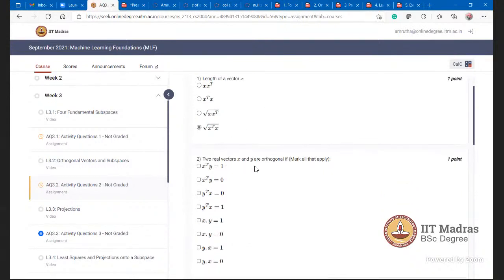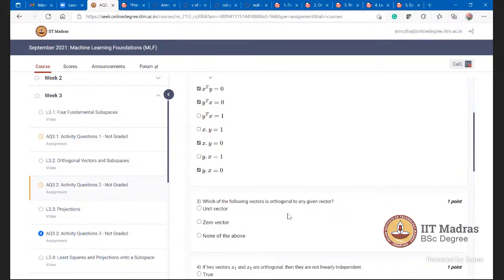Next question: two real vectors x and y are orthogonal. Why do we call two vectors orthogonal? When their dot product is equal to 0. So we arrive at the dot product x transpose y is equal to 0, or we can have it as y transpose x is equal to 0. The further notation is x dot y is equal to 0 and y dot x is equal to 0. Whenever we have a linearly independent relationship between any two vectors, they may be orthogonal. If their dot product is 0, it also means they have a 90-degree angle between them.